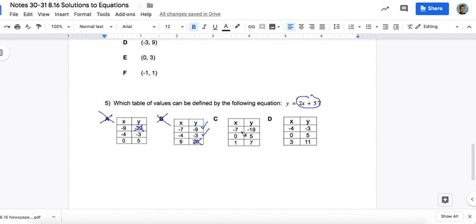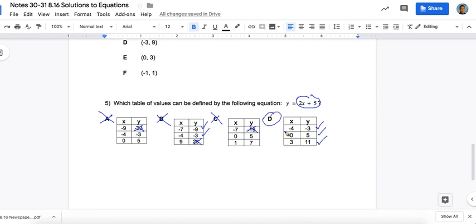Letter C, 2 times negative 7 is negative 14, and negative 14 plus 5 is negative 9, so that does not work. And now let's make sure we check all of these, because we might have made a mistake somewhere here. That's why we check all of them, because then we eliminated one that may be the correct answer. So 2 times negative 4 is negative 8, and negative 8 plus 5 is negative 3. 2 times 0 is 0, plus 5 is 5. And the last one, 2 times 3 is 6, plus 5 is 11. So the correct choice is D.